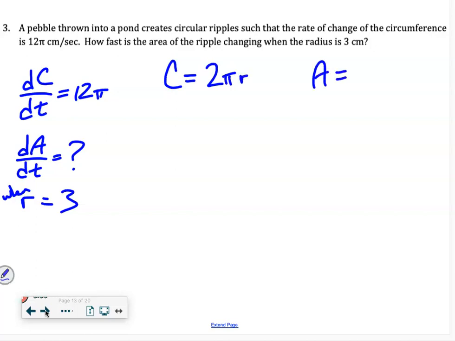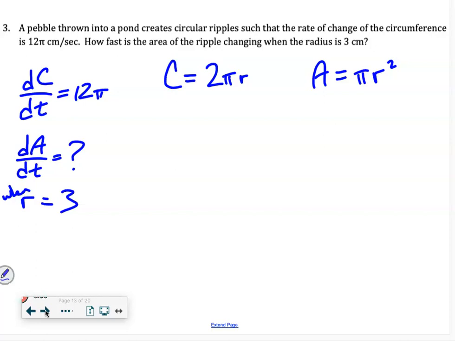What's the formula to know for area of a circle? Pi r squared. All right, so we're trying to find dA/dt. There are two ways you can do this. One way is you could solve this for r equals C over 2 pi, and replace the r in this equation with C over 2 pi. Totally fine. Or you could just differentiate this just like it is, and then you plug this in and it'll give you dr/dt, and then you just plug that into here. It sounds complicated, but it's actually really easy.